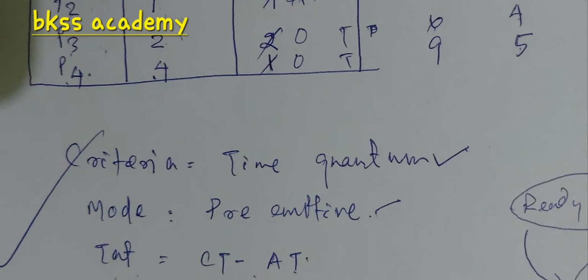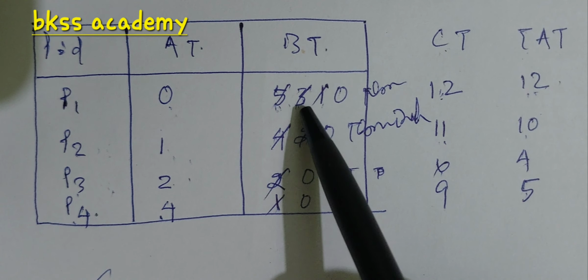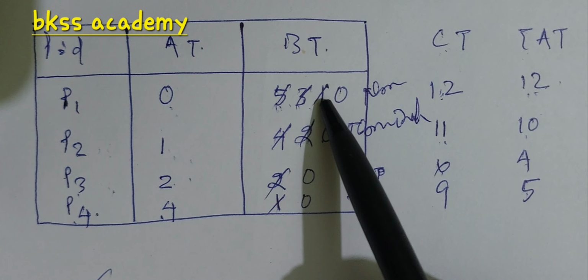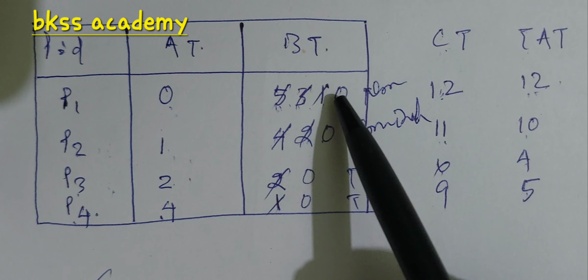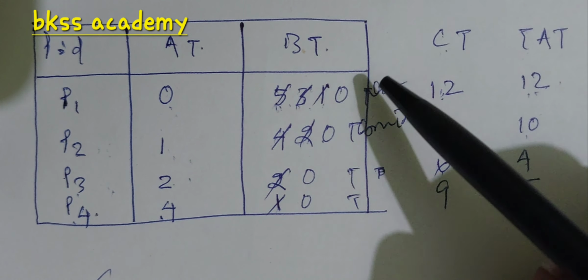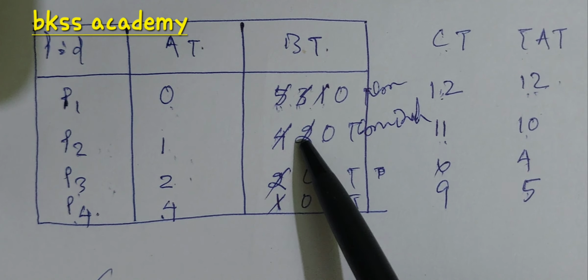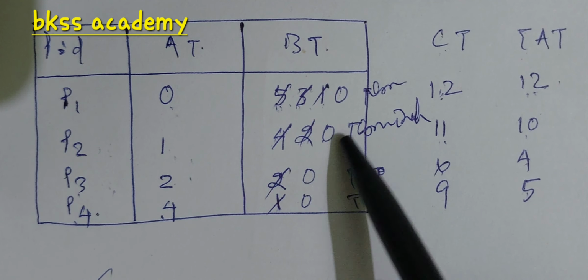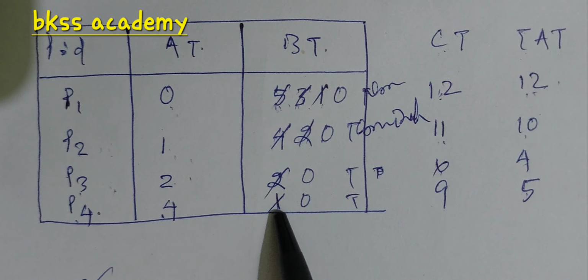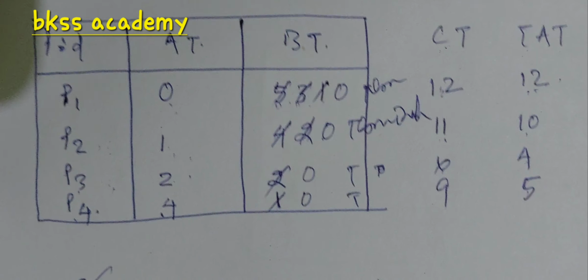At each execution, we are deducting: 5 minus 2 is equal to 3, 3 minus 2 is equal to 1, and 1 is 1, after 1 second it will be terminated. Similarly 4 minus 2 is equal to 2, 2 minus 2 is equal to 0, here it will be terminated. 2 minus 2 is equal to 0, termination. 1 is 1 time unit, so directly it will be taken.